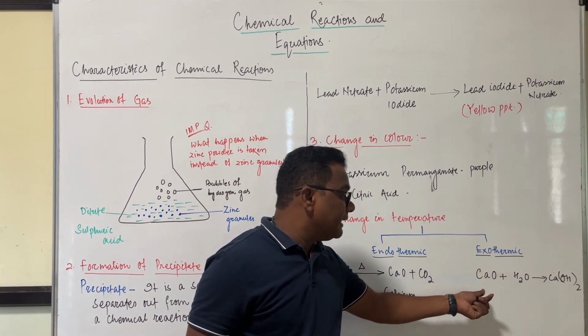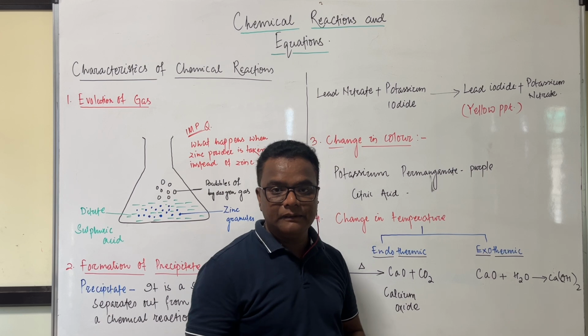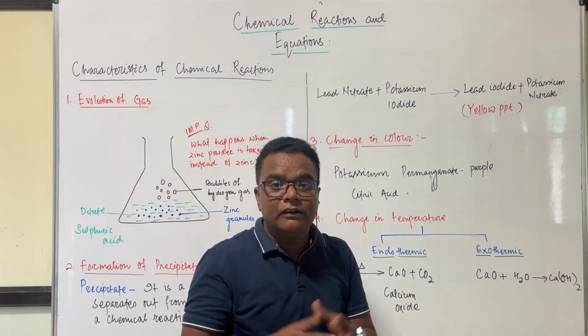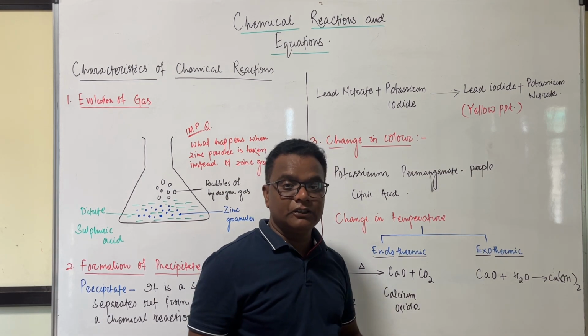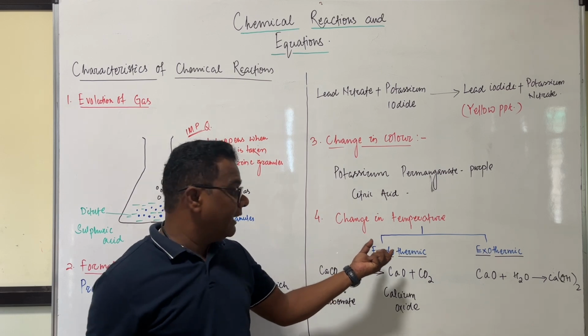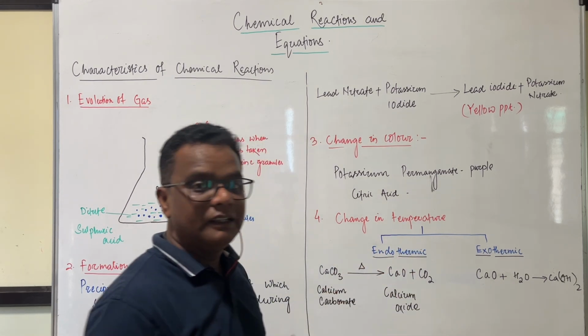For example, when calcium oxide or quicklime is added to water, calcium hydroxide is formed and there is bubbles, you will find effervescence or temperature will change. And this particular chemical reaction is also characterized by change in temperature. There are two types of reaction, endothermic and exothermic. And the last one we will discuss, that is change in state.